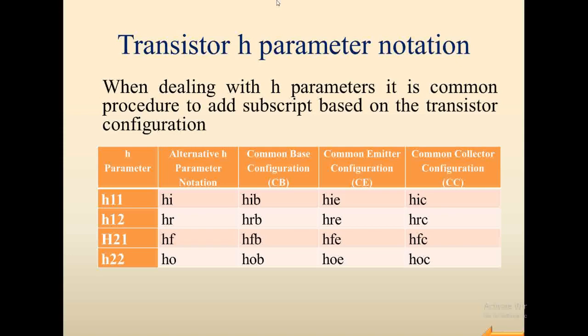The H parameter notation for the transistors. When dealing with the H parameters, it is a common procedure that we need to add a subscript to the transistor based on its configuration. For common base, we add b. For common emitter, we add e. For common collector, we add c to the corresponding H parameter values.